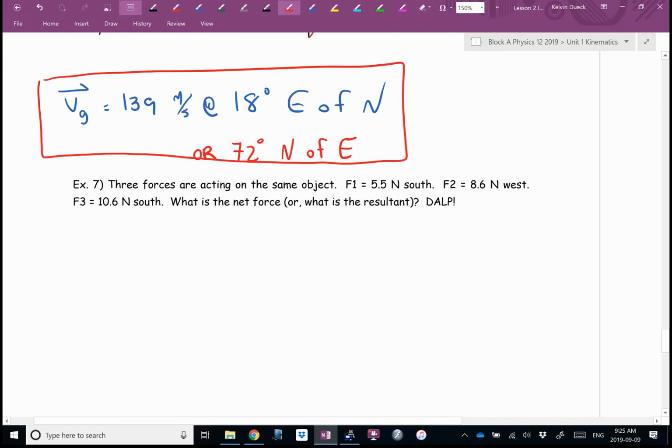3 forces are acting on an object. F1 is 5.5 newtons south. F2 is 8.6 newtons west. F3 is 10.6 newtons south. What's the net force, or what's the resultant? Because that's really what a net force is. When we were going winner minus loser equals F net last year, what we were really doing was vector mathematics and finding a resultant.